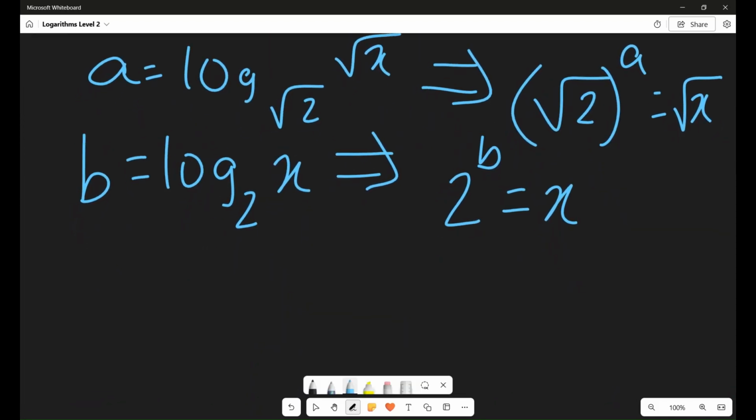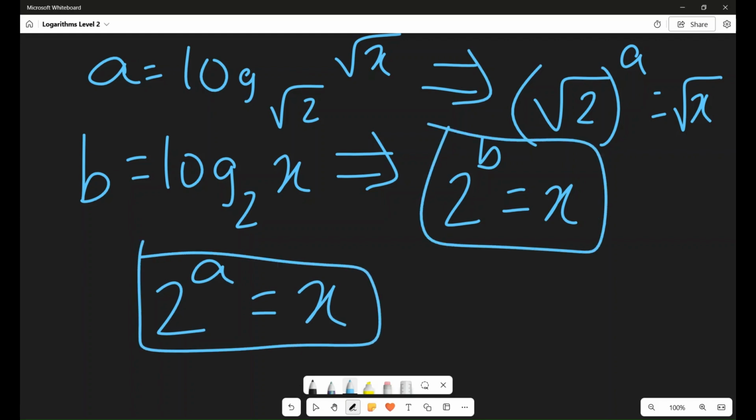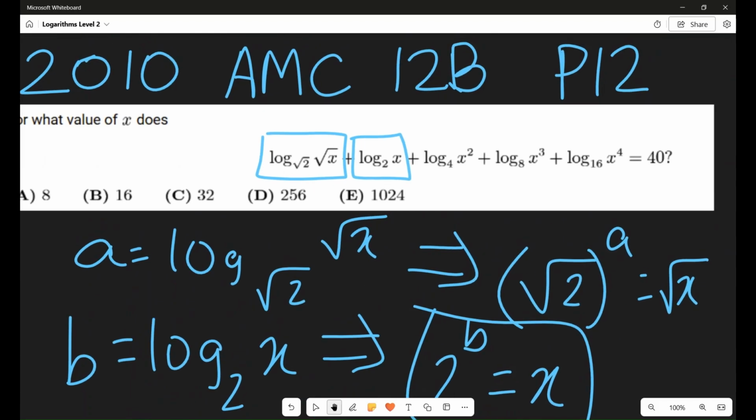Now in our first equation, we have square roots, and let's just get rid of them, right? How do we get rid of square roots? Well, we square both sides, right? So we square both sides, and we get 2 to the power of a is equal to x. And that's funny because we also have 2 to the power of b equals x. So that just means that a equals b. So these two terms up here are just equal.